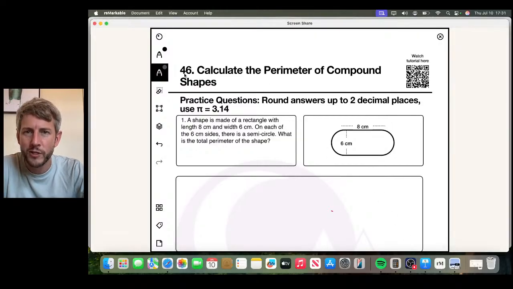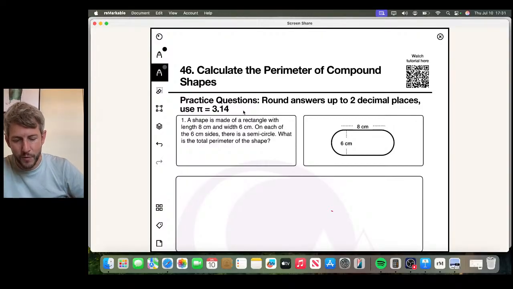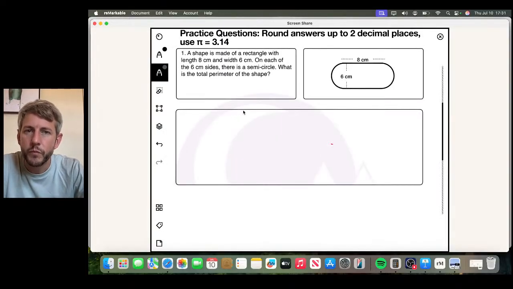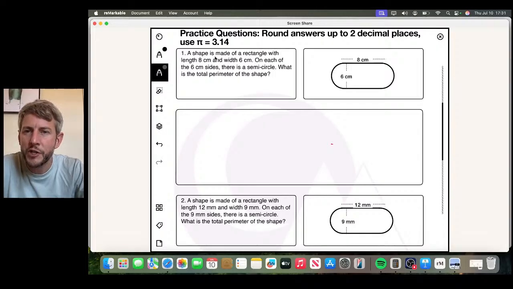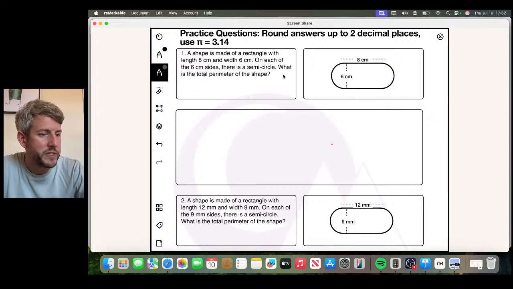We're on topic 46, which is calculate the perimeter of compound shapes. And this says practice questions, round answers up to 2 decimal places, use pi equals 3.14. Okay, so let's begin. Question 1, a shape is made of a rectangle with length 8 centimeters and width 6 centimeters. Okay, we can see that here. On each side of the 6 centimeter sides, there is a semicircle. What is the total perimeter of the shape?